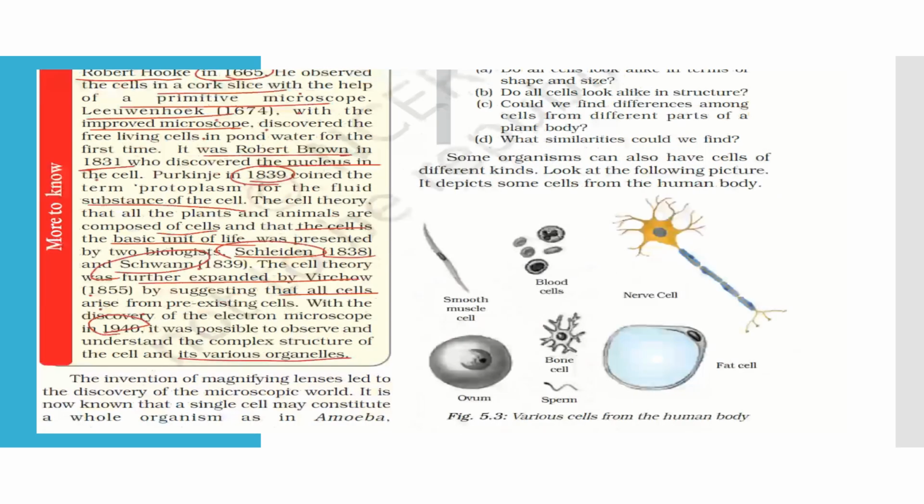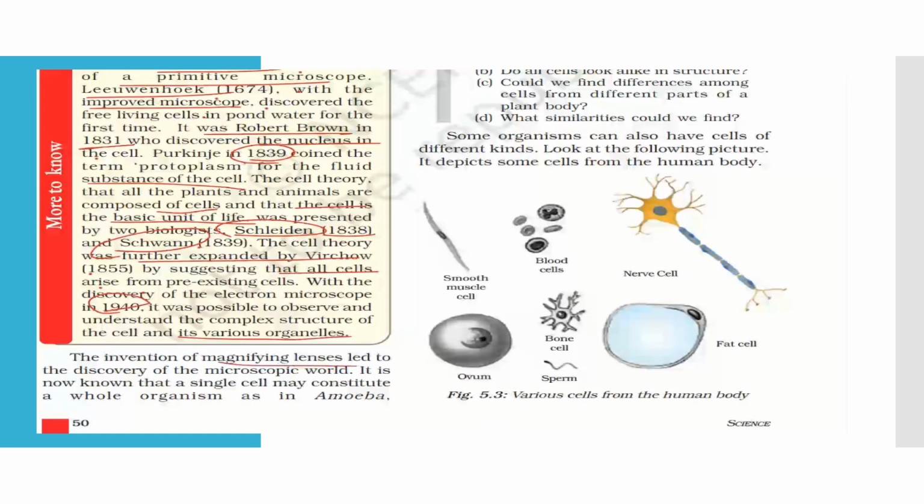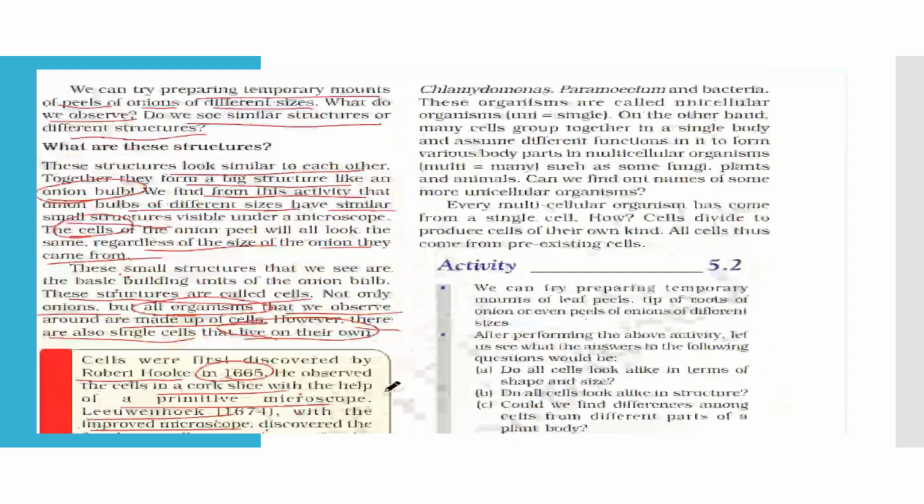So the invention of magnifying lenses led to the discovery of the microscopic world, and it is now known that a single cell may constitute the whole organism, as in amoeba, right? It is a single cell. The whole organism itself is a cell. Examples are amoeba, chlamydomonas, paramecium and bacteria. These organisms are called unicellular, that is, made up of only a single cell.